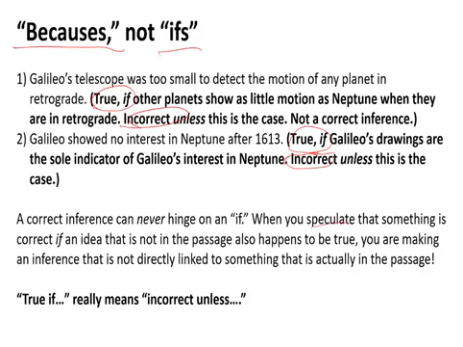Don't speculate. When you speculate that something is correct, if an idea that is not in the passage also happens to be true, you are making an inference that is not directly linked to something that is actually in the passage. So I want to repeat, true if really means incorrect unless. And if you can get the hang of that, if you can really get that into your head, you'll avoid most of the trap answers in GRE inference questions. However, there are two other kinds of really common trap answers in GRE reading comprehension inference questions, and we're going to look at those trick false inferences next.